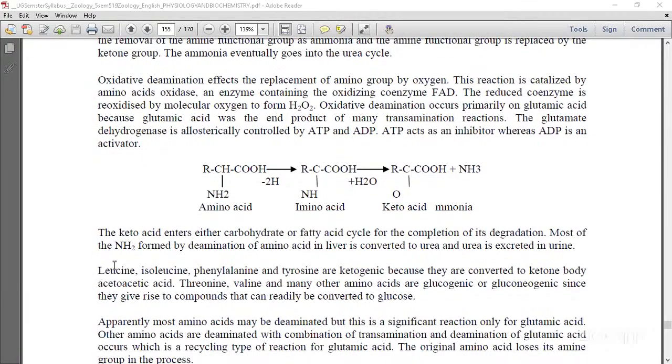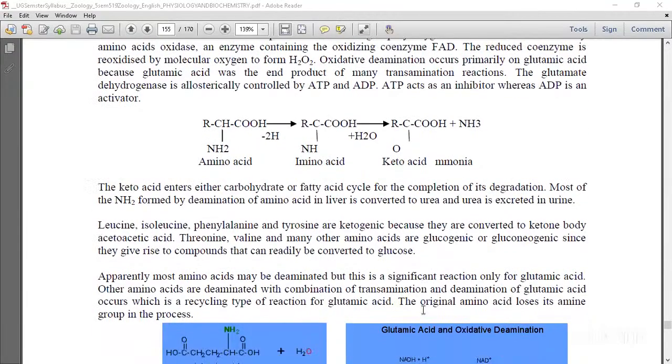Leucine, isoleucine, phenylalanine and tyrosine are ketogenic because they are converted to ketone bodies such as acetoacetic acid. Threonine, valine and many other amino acids are glycogenic and gluconeogenic, since they give rise to compounds that can readily be converted to glucose.